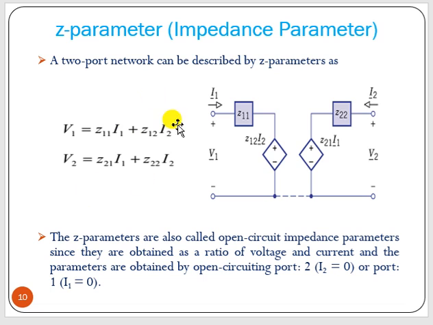Now according to the Z parameter equations, we can draw the equivalent circuit. This is the voltage equation. V1 is I1 into Z11 plus a controlled voltage source of value Z12 I2, because I2 is at the output side, so we have a dependent source here. Similarly, V2 equals I2 into Z22 plus a dependent source Z21 into I1. As we are open circuiting the ports, I2 equal to 0 and I1 equal to 0, it is also called the open circuit impedance parameter.